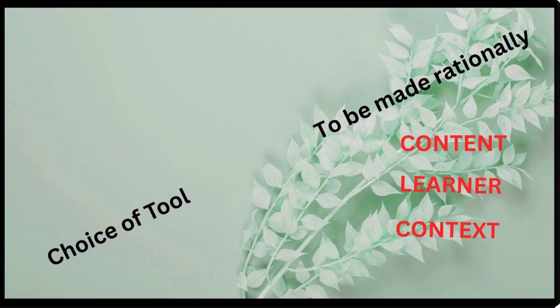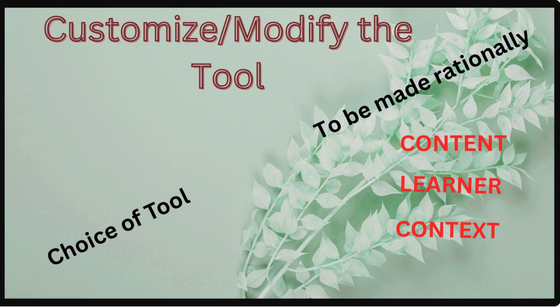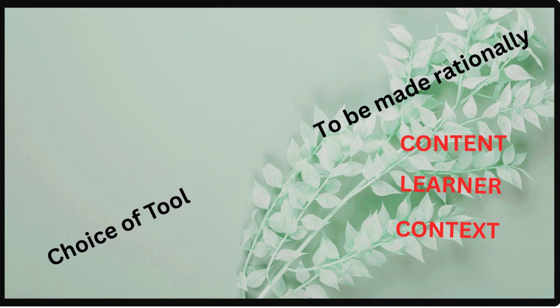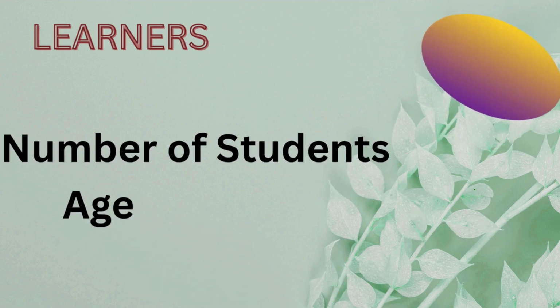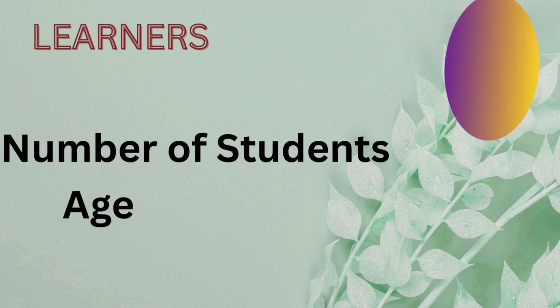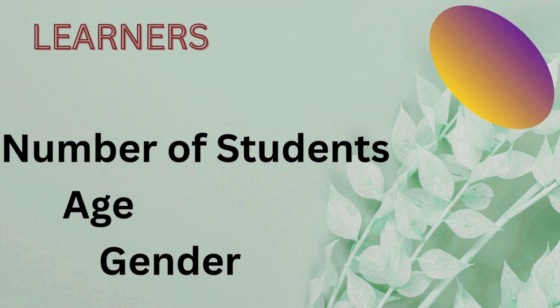Therefore, a teacher needs to think in advance, or bring the pictures of the students, the subject matter which is going to be assessed, and the classroom context to determine what tool would be suitable, and if required, a tool needs to be modified according to these three factors. Let us talk about the learners. There are learners who have individual differences. One is not like the other physically, mentally, emotionally, socially, environmentally. There may be differences. Even the number of students, the age of the students, the gender of the students, and so many factors may bring differences in them.